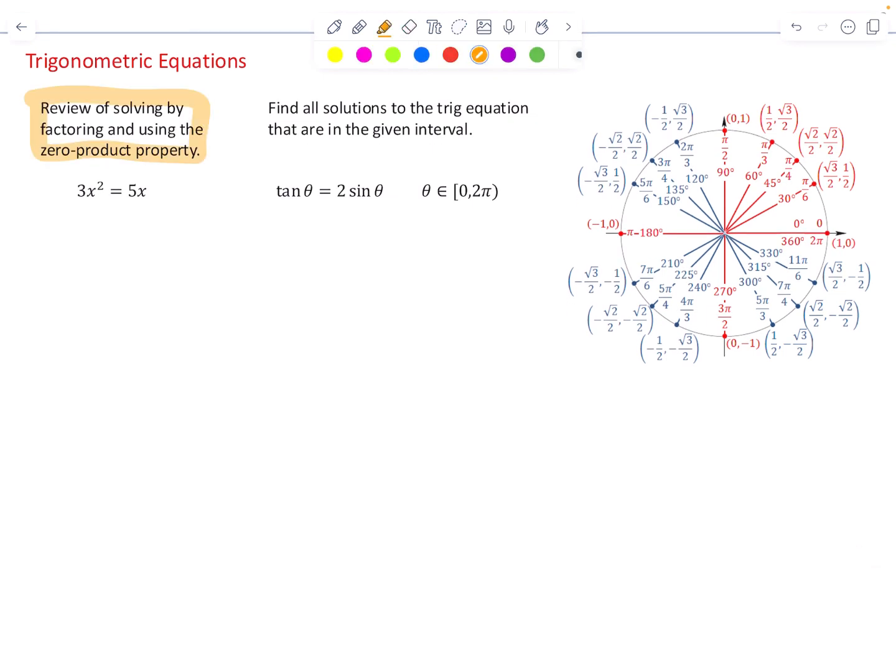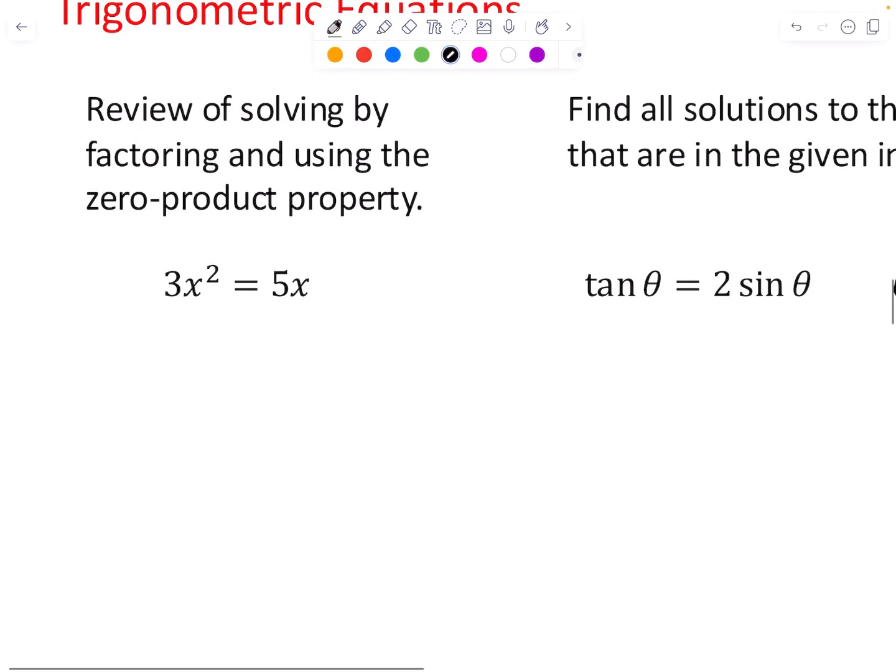Let's do a quick review of solving by factoring and using the zero product property. This is something you learned in an algebra class. For example, if you have 3x squared is equal to 5x. Now, one temptation for students to do is to divide both sides by x, leaving you 3x equals 5, and then dividing by 3 and saying x equals 5/3.